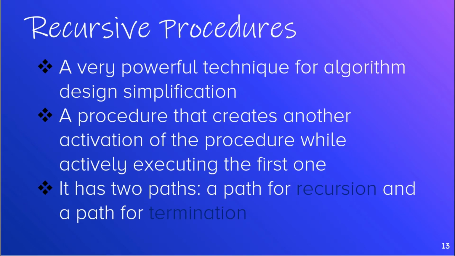Recursion is a very powerful technique for algorithm design simplification. It is a procedure that creates another activation of the procedure while actively executing the first one, on the first activation's runtime. It has two paths, a path for recursion and a path for termination. Consider that the path of termination is very important because it ends the recursion. Without it, it will go into an infinite loop.